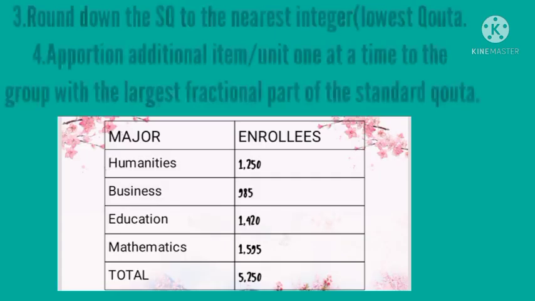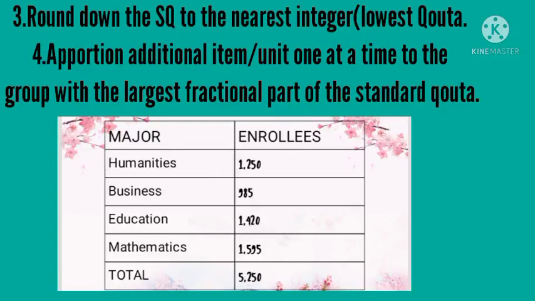Step number 3, round down the standard quota to the nearest integer, or lowest quota. Step number 4, apportion additional items or units one at a time to the groups with the largest fractional parts of the standard quota. So, ito po yung example natin.